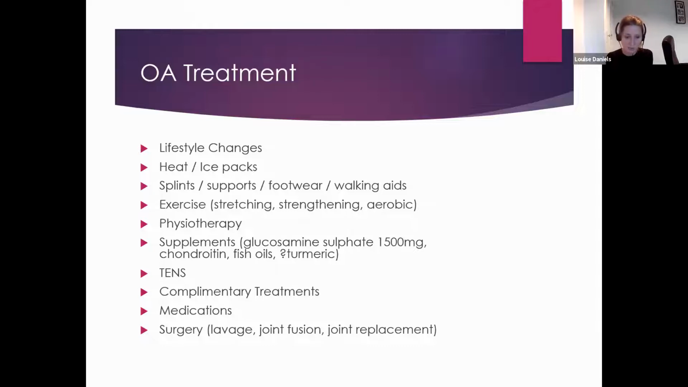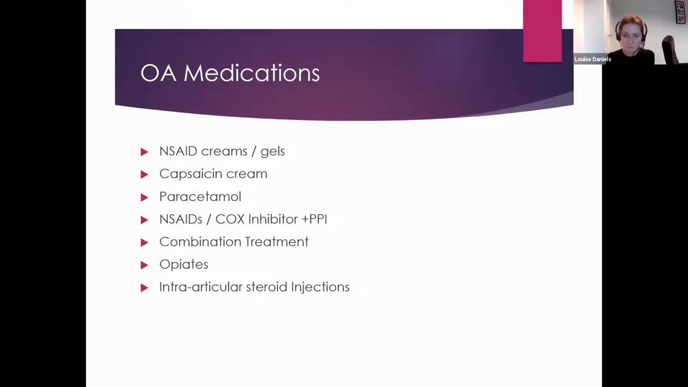I'll move on to medications on the next page, and then obviously, if all else fails, joint surgery, which may be a simple washout of the joint, it might be a joint fusion to reduce the pain and stabilise the joint, or it might be a full joint replacement. So in terms of the medications, anti-inflammatory creams and gels can be quite useful.